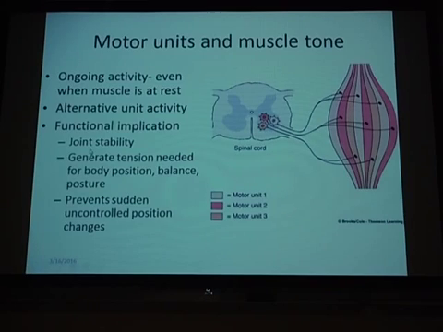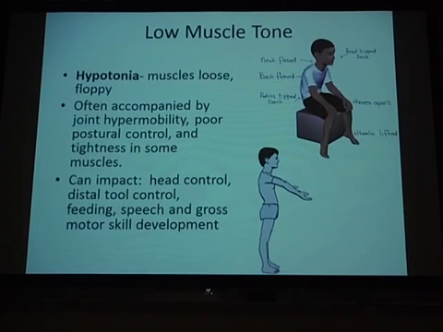And again, muscle tone helps with joint stability, it helps keep the muscle tension that we need for posture and body position and balance, and it helps us to control our motor movements or prevent sudden uncontrolled changes in position. And we really talk about muscle tone the most when we see it being atypical. In kids in particular, we see a condition called hypotonia, or low muscle tone, clinically significant low muscle tone. Some of you may have low muscle tone, whether or not you would fit the classification of hypotonia. There's not an official line or marker for hypotonia.